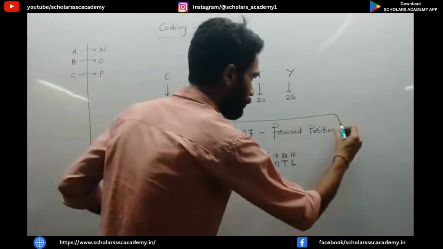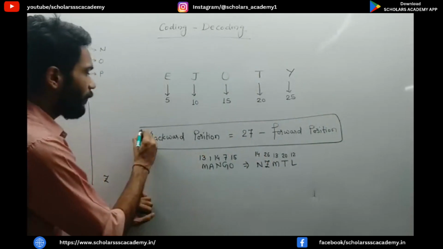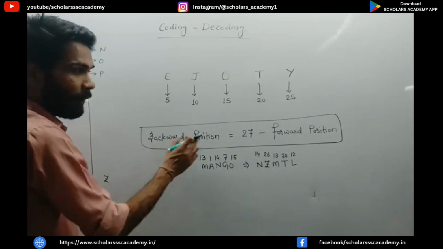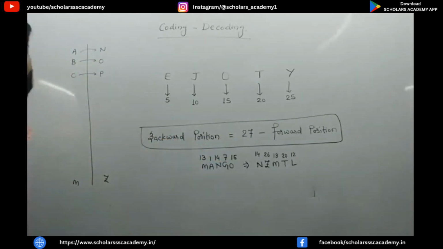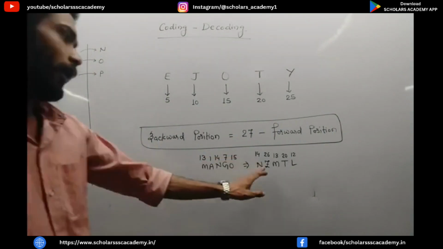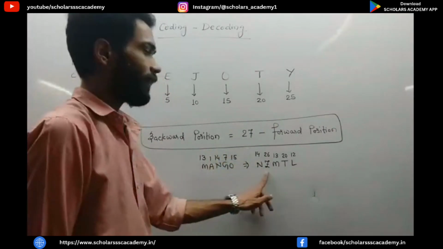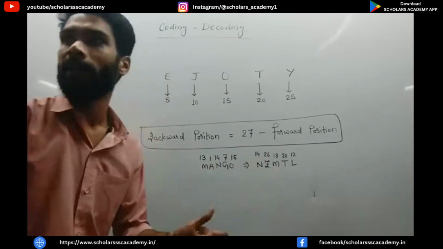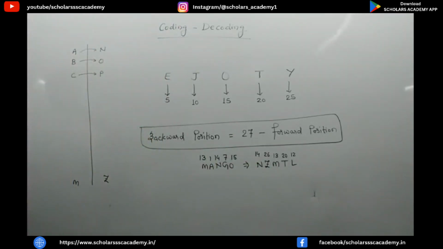Look at this formula again. The forward position and the backward position when added, if this forward position is brought on the left hand side, it becomes positive. Forward plus backward gives 27. Which means they are the pair of forward and backward. M13, N14 opposite of each other. A1, Z26 opposite. N14, then M13, which means M and N are opposite to each other. Similarly, like A and Z, B and Y. Clear? So there are pairs of letters which are opposite to each other.